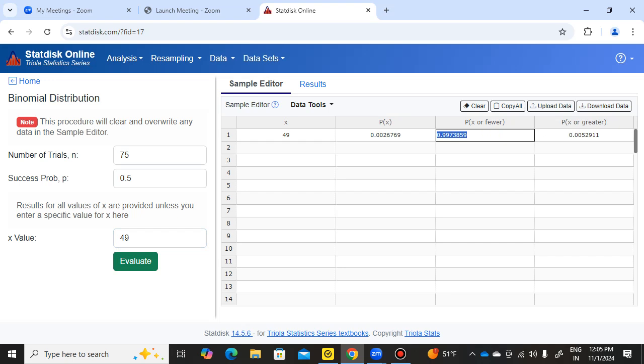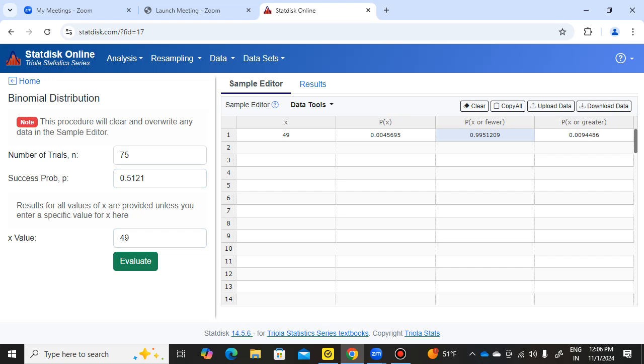That's the 0.9973859. And if we compare this to a probability of 0.5121, it's going to be 0.9951209. A little bit lower probability than before.